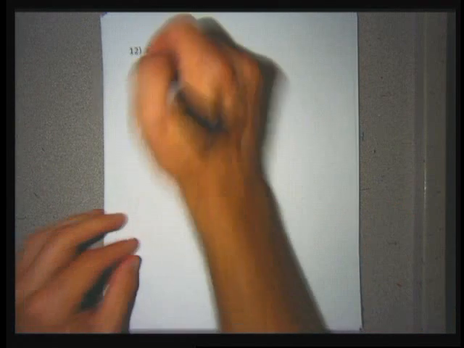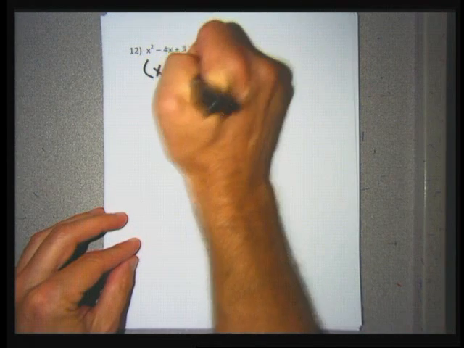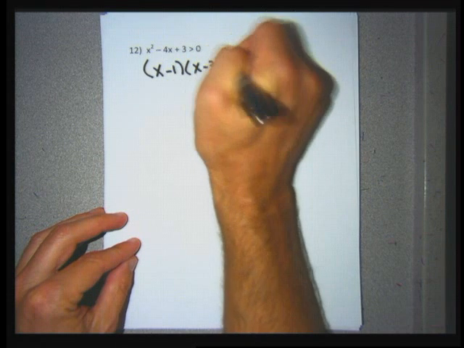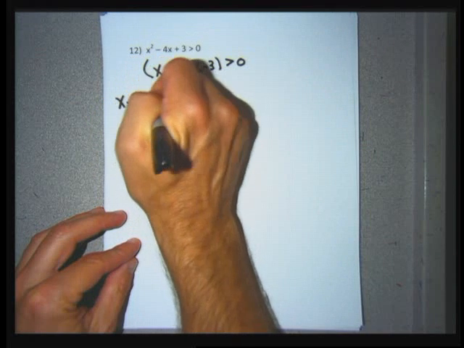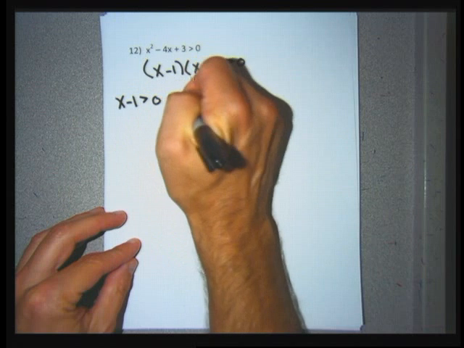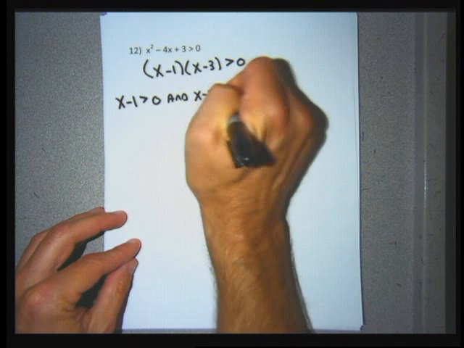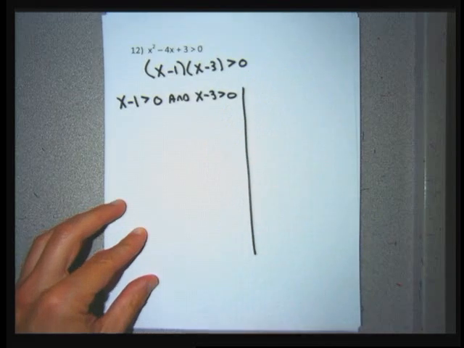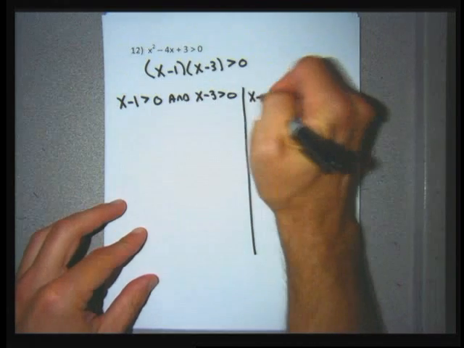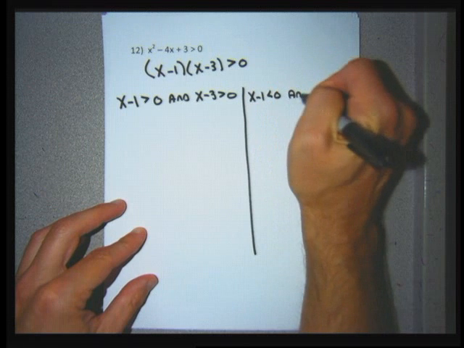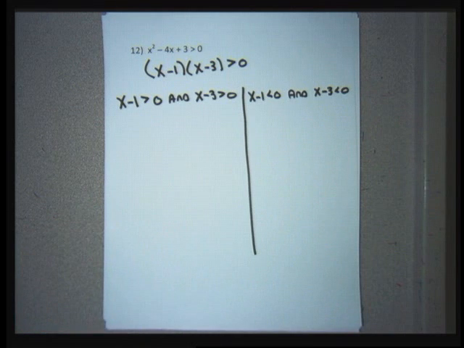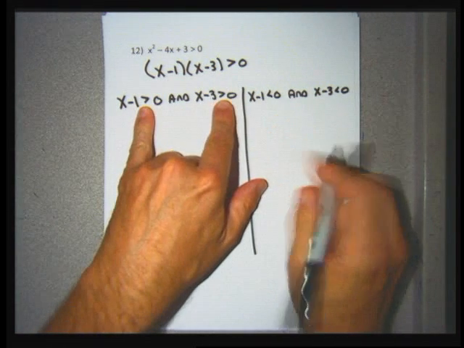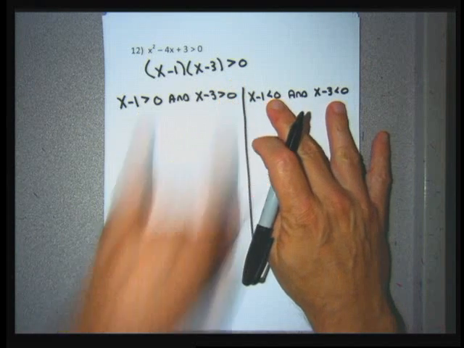Number 12 is another greater than. I'm going to factor and create two scenarios. This factors into x minus 1 times x minus 3 is greater than 0. My two scenarios are they're either both going to be positive. That's x minus 1 is greater than 0 and x minus 3 is greater than 0, because I want their product to be positive. So they're either both positive or they're both negative, because if you multiply two negatives, you get a positive. So those are my two scenarios. Again, because it's a greater than, the scenarios have both greater thans or both less thans. If it's a less than, you have opposite signs.